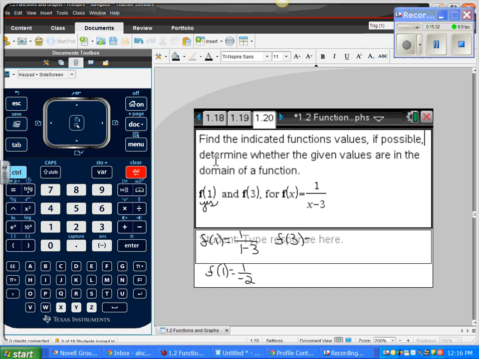f of 3, 1 over 3 minus 3. So we get f of 3 equals 1 over 0, and we know that is undefined. It does not exist. So this is not an element of the domain. 3 would not be an element of the domain for this function. And again, this shouldn't be anything new.